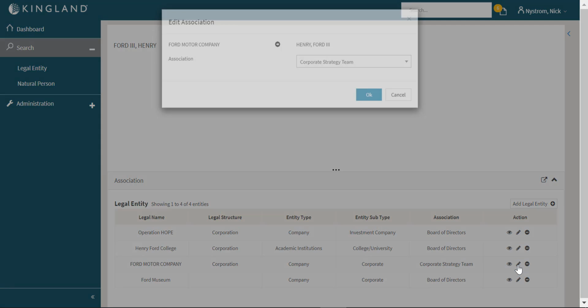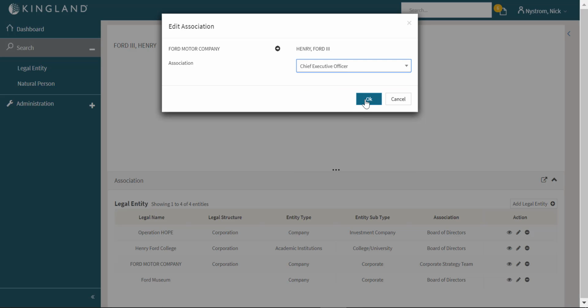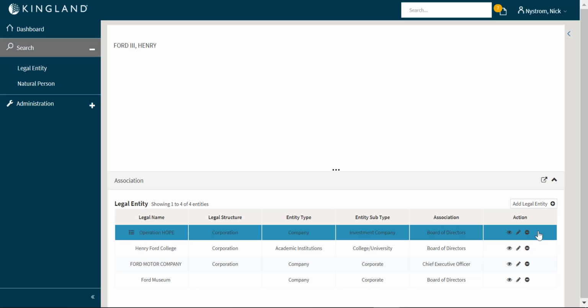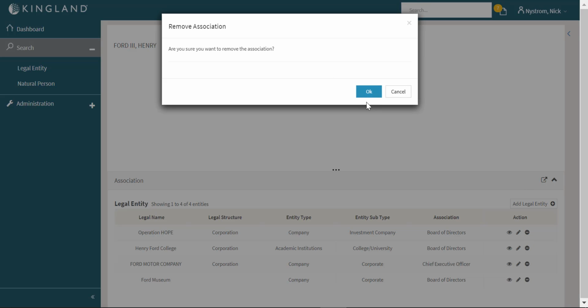First, we will edit the association with Ford Motor Company. Clicking the pencil icon, we can now update this association for Mr. Ford. Next, we can remove the association to Operation Hope by clicking the Remove icon. After processing this, we now see Mr.